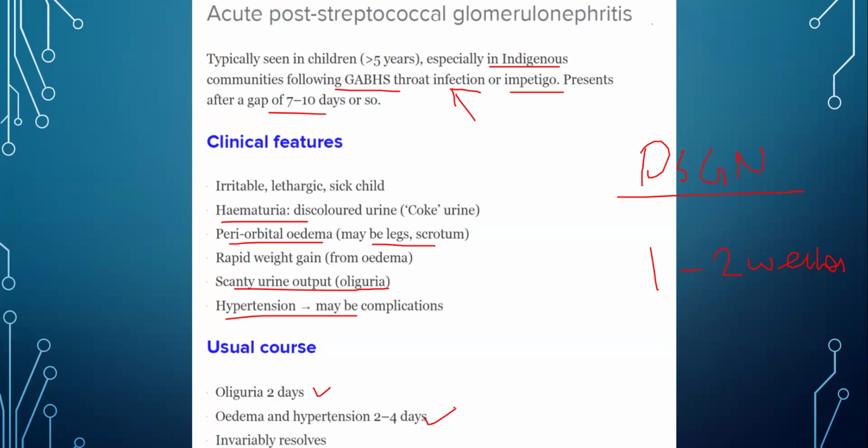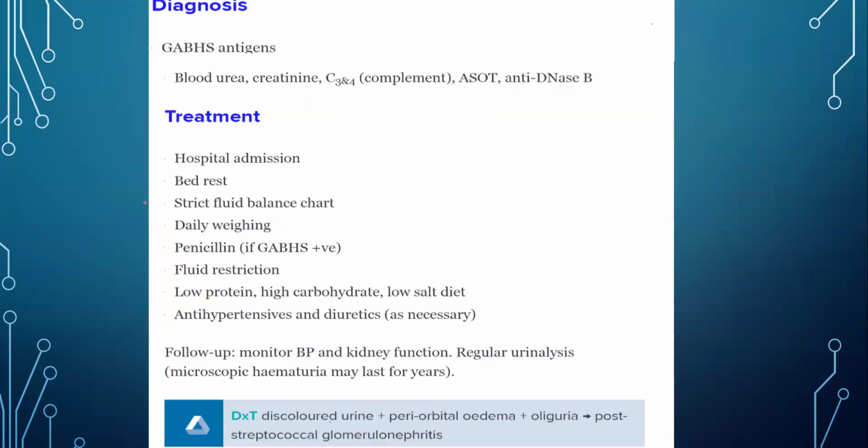Okay, so the way of diagnosing it is a streptococcal throat infection, usually within 1 to 2 weeks of that, the child gets hematuria, oliguria, a bit of edema, then you think of PSGN. How to diagnose this? You'll need to confirm that the child has got a streptococcal infection. So you can either do ASO titer, you can also do an antigen for group A streptococcal infection. But most of the time we do an ASO titer.